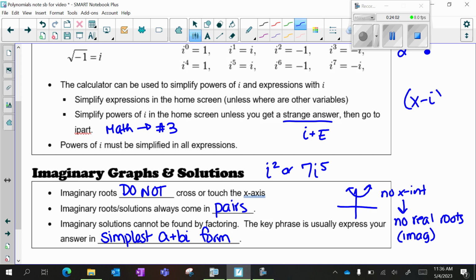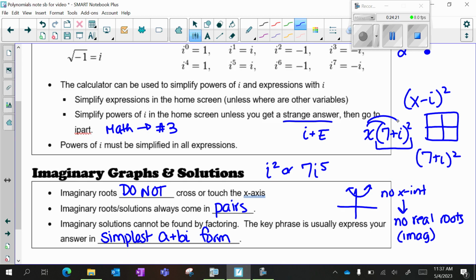If I have something like x minus i squared, you cannot use the calculator. You have to do the box method for this. But if I have something like 7 plus i squared, that can go in the calculator. Or if I have something with a variable on the outside, you would be able to do this part first in the calculator and then distribute your answer with the x after the fact.